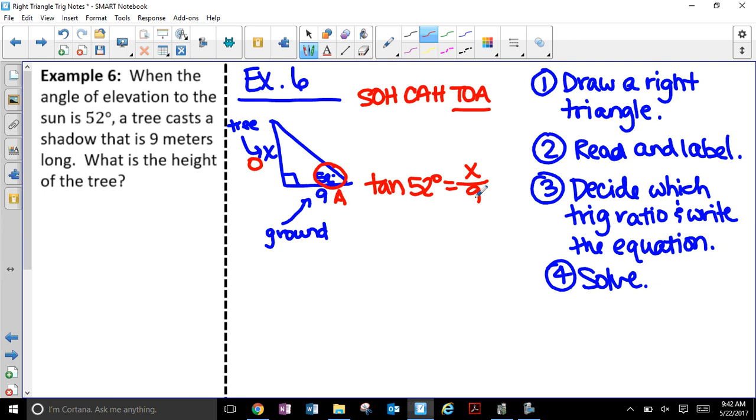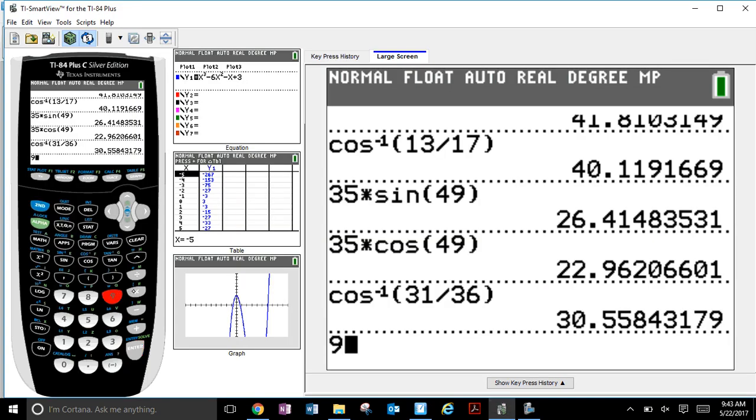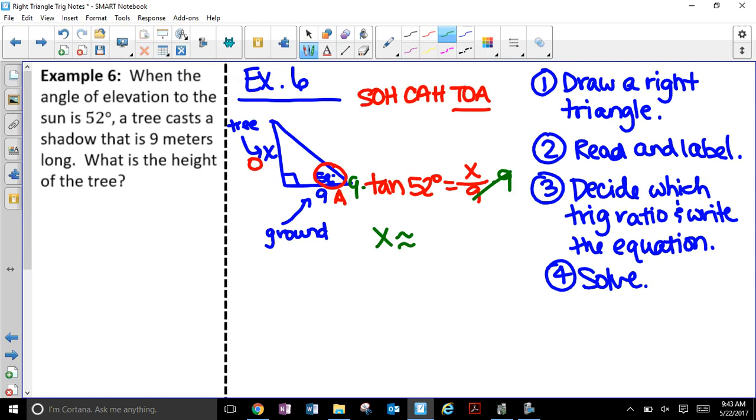Okay, now we just solve for X. So I'm going to multiply by 9 on both sides. So then we'll do 9 times tangent of 52. And we get 11.5. So it's approximately 11.5. And it's meters, because the shadow was measured in meters, which is this side, so the other side of our triangle has to be measured in the same thing.